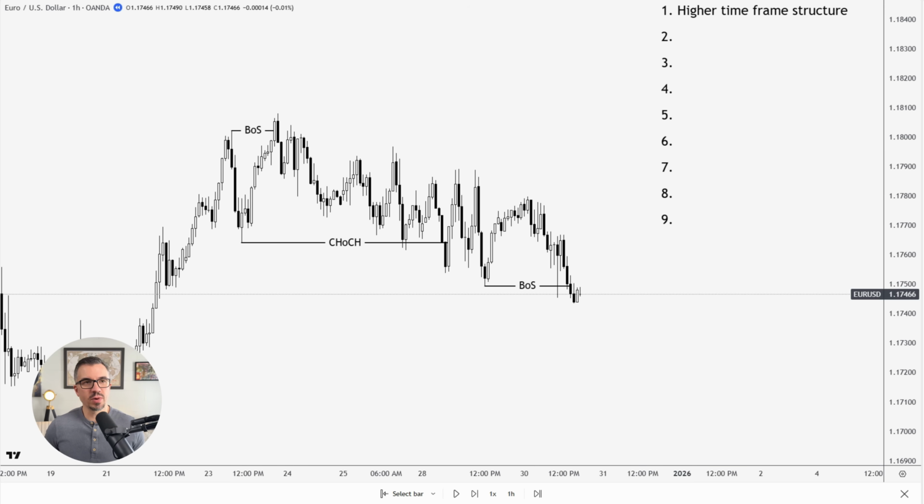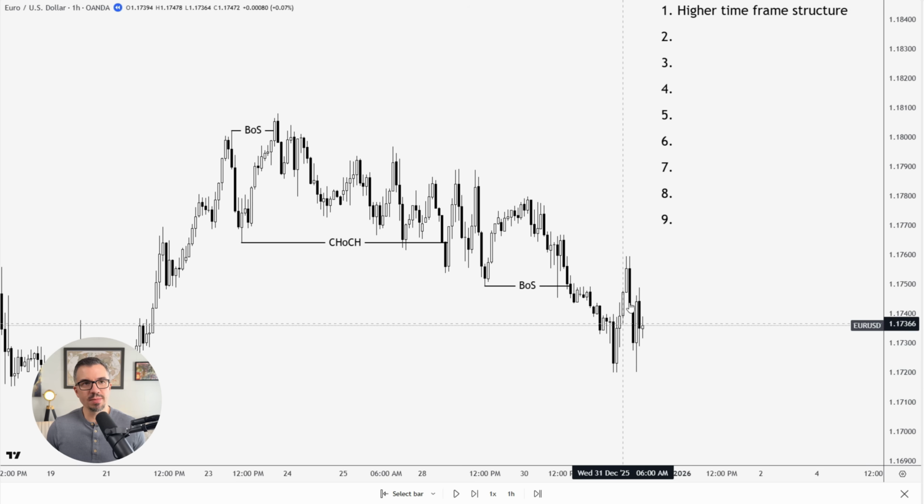Okay, so let's play this forward here and see what we get from the euro. Now, we do continue lower here a little bit, and you can see where we did get the market retracing into this area. But I want to show you something here on the 15-minute time frame.